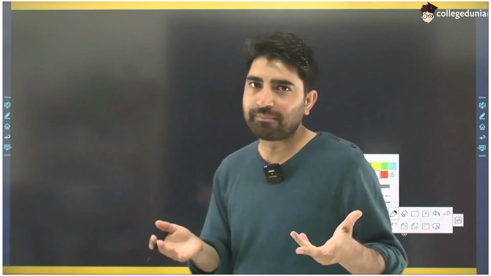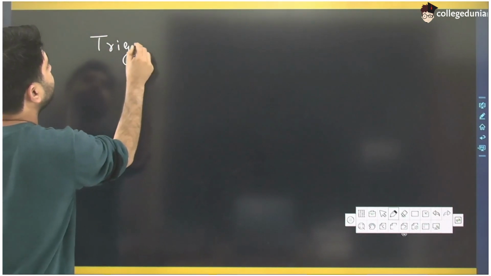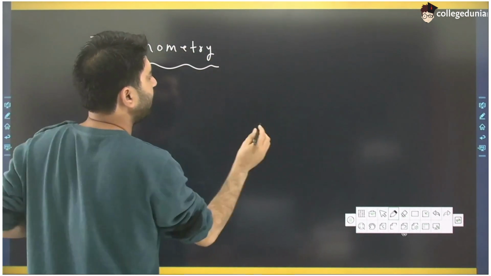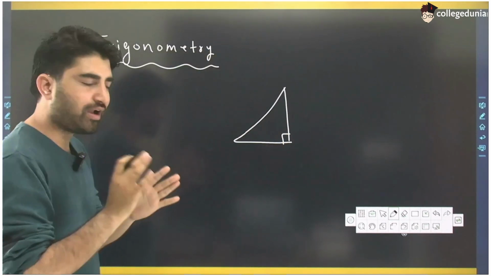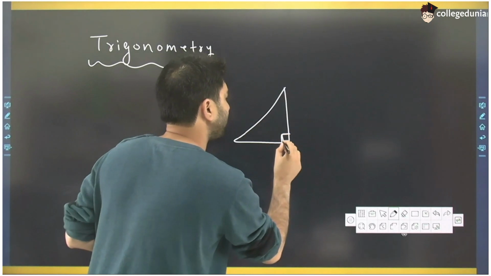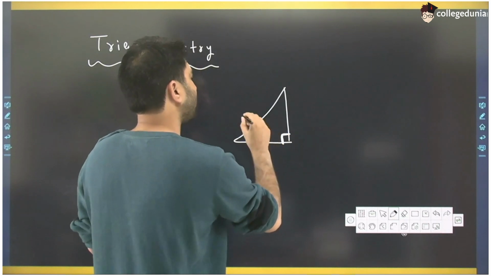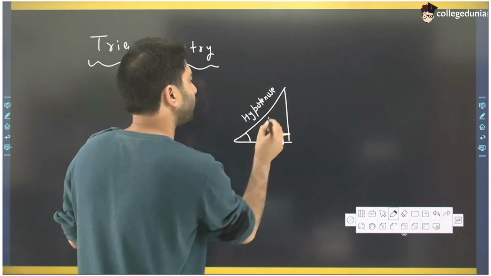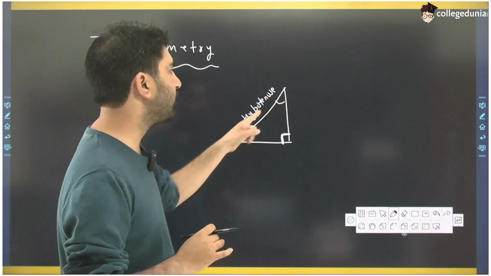First of all, let's recall some old memories. When we talk about trigonometry, a right angle triangle will come to your mind. A right angle triangle means a triangle in which one angle is 90 degrees, and the side opposite to this angle is called the hypotenuse. The other two will be acute angles, less than 90, and the sum of these two angles will be 90.